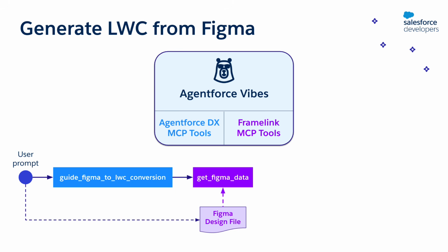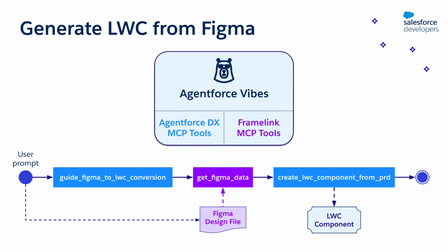Next, the Get Figma Data tool from the FrameLink MCP server is called. It reads the provided Figma design file and loads its data in the conversation context. Finally, the Create LWC component from PRD tool is called with the design file data and the enriched conversation context. Thanks to all of this, the tool generates the desired LWC.